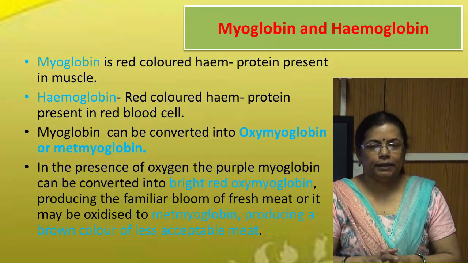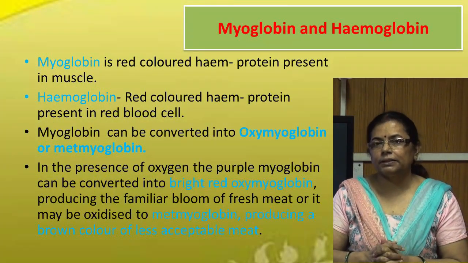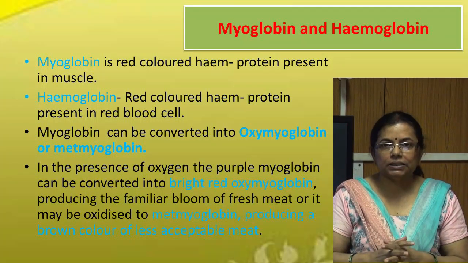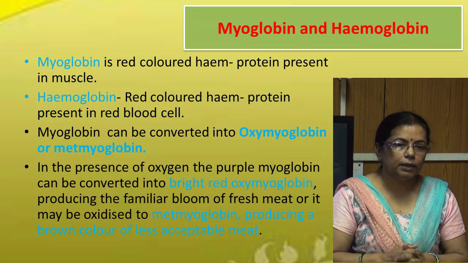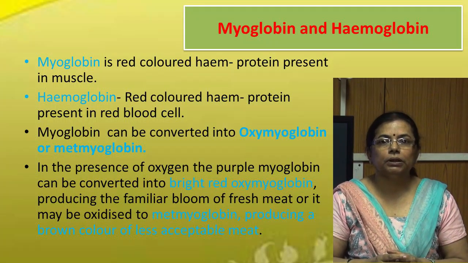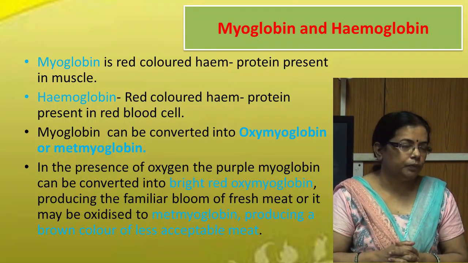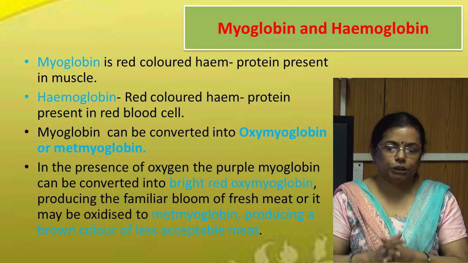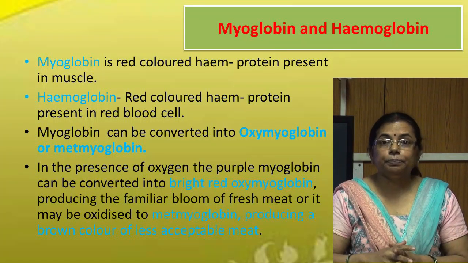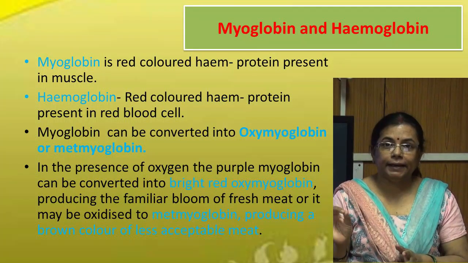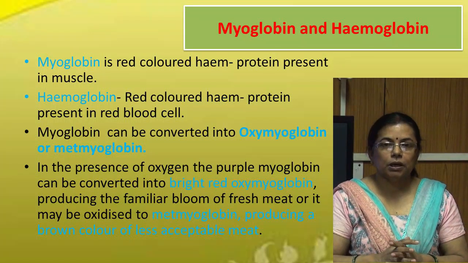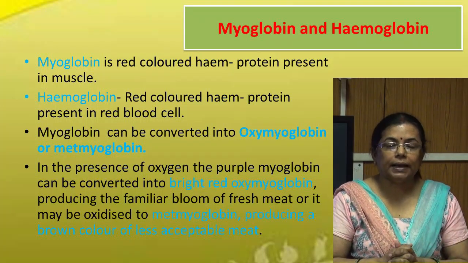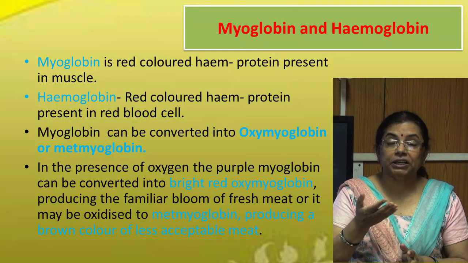Now myoglobin and hemoglobin. These pigments are found in animal food. Hemoglobin is responsible for the red color of the blood. Myoglobin is responsible for the red color of the muscle. The physiological function of myoglobin is to store oxygen. Myoglobin is purple in color when it is not carrying oxygen molecules, but when it is oxygenated, it turns to oxymyoglobin and has a very bright cherry red color.